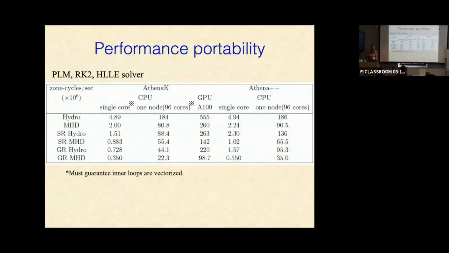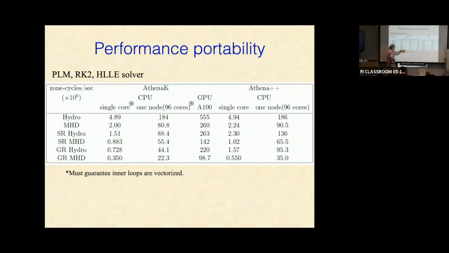And maybe I'll just finish up with this last slide here, because I have some examples of things I'm doing, but let me just show you the money plot. It's all well and good, but how does it run? Here's the performance, hydro, MHD, special relativity, and general relativity for both AthenaK and Athena++. And AthenaK on a single core of a CPU versus the whole node, as well as an A100 GPU. And of course, Athena++ only works on the CPU, so it's just a single core or the node. And so you can see that, first of all, the performance of AthenaK and Athena++ are very, very similar.